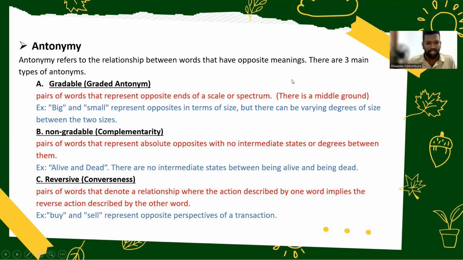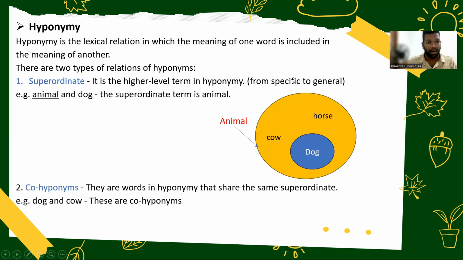Right. Let's move on to the third type of lexical relations, that is hyponymy. Hyponymy is the lexical relation in which the meaning of one word is included in the meaning of another. There are mainly two types of relations of hyponyms. The first one is superordinate. Superordinate means it is the higher level term in hyponymy.